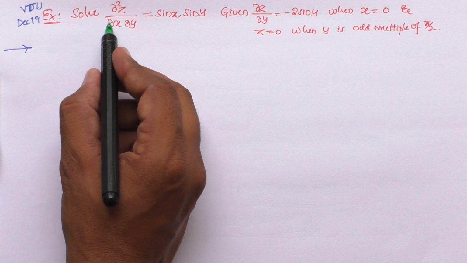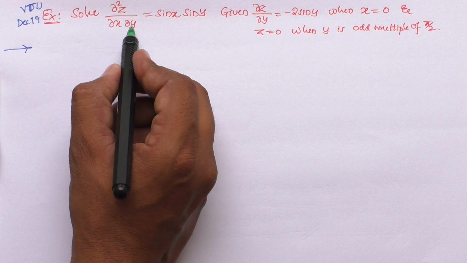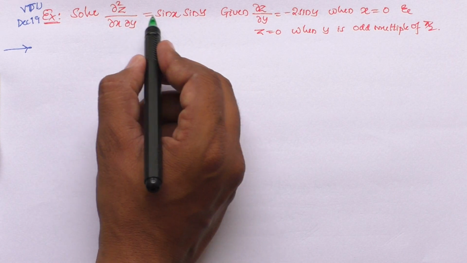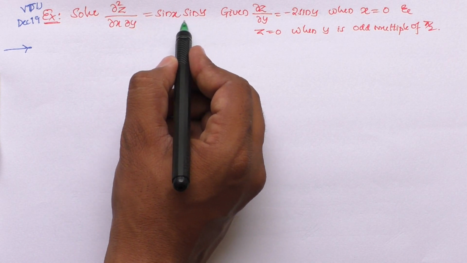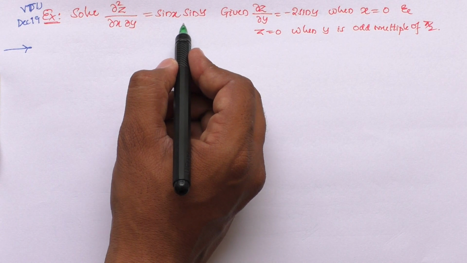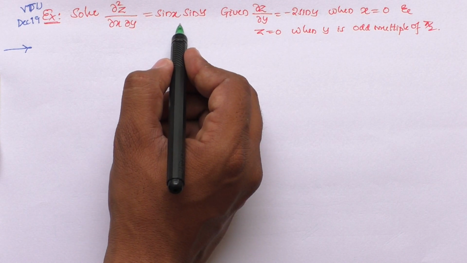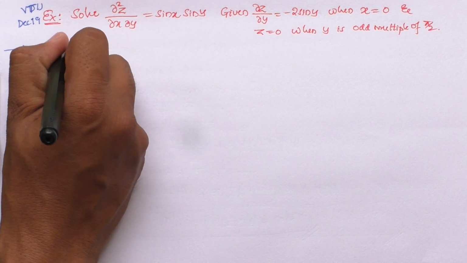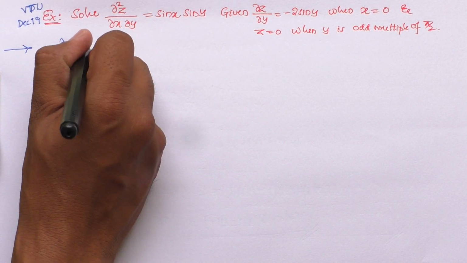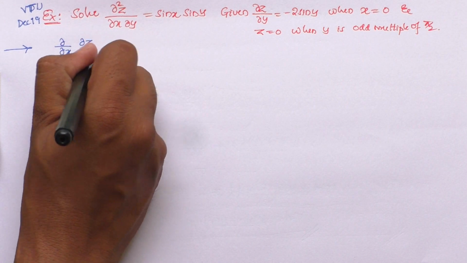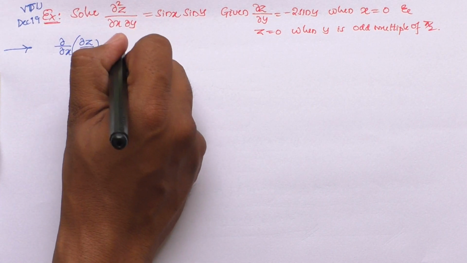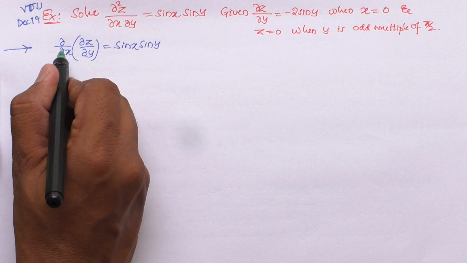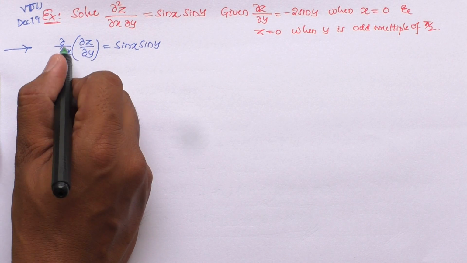First, identify which type of problem it is. It has del square z by del x del y equal to sin x sin y. So z is there in this PDE as well as x and y terms, so it is called a non-homogeneous PDE. In the case of non-homogeneous, we go for direct integration. So it can be written as del by del x of del z by del y equal to sin x sin y.